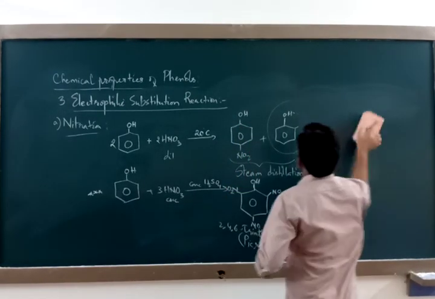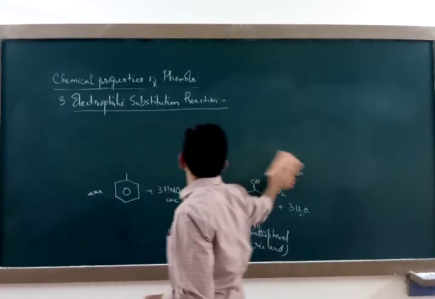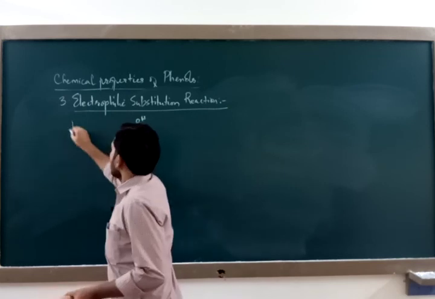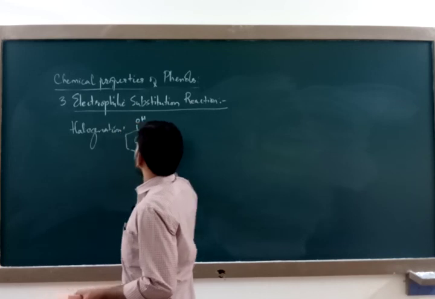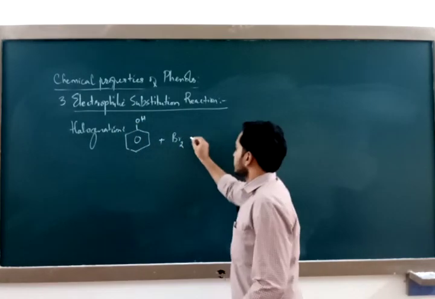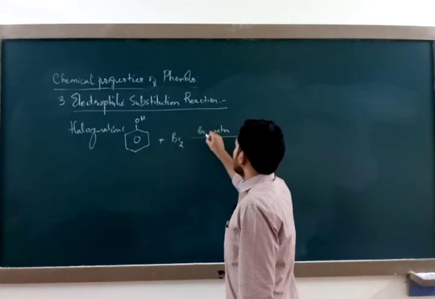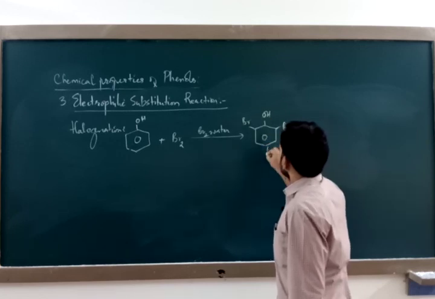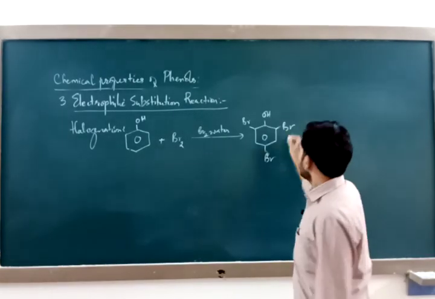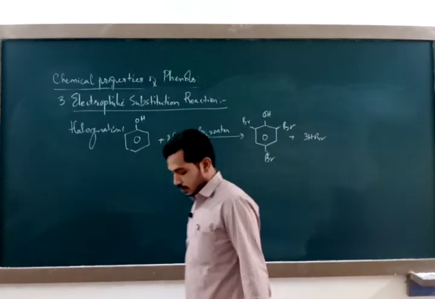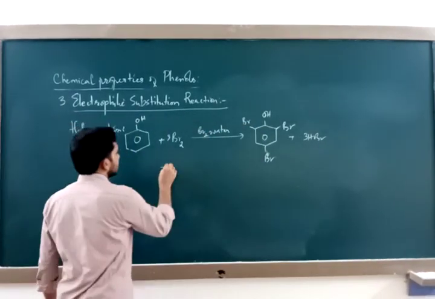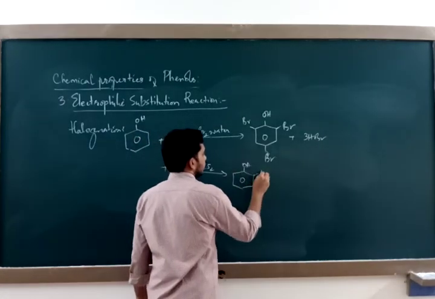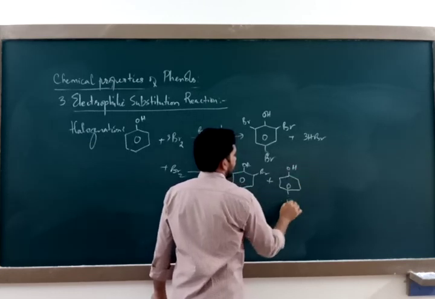After nitration we have halogenation, especially bromination. So how is halogenation done? During halogenation, if phenol is reacted with bromine water, then you get 2,4,6 tribromophenol, which exists as a white precipitate. If the same reaction is carried out with bromine in the presence of an inert solvent like carbon disulfide, then you get two isomers. One is ortho and the other is para.